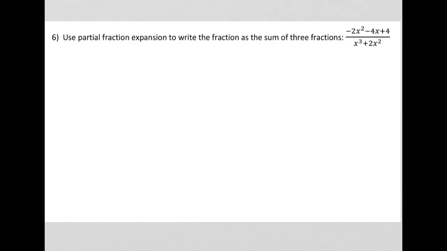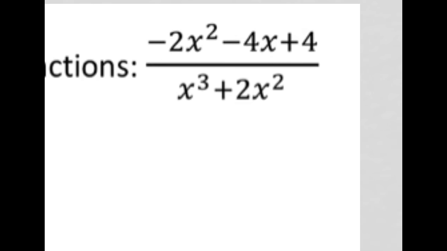Alright, problem number 6. We want to do a partial fraction expansion to write this fraction as the sum of 3 fractions. So first step in that is factoring. We want to factor the denominator so we can know the denominator of the 3 fractions we're splitting it up to. So what can I factor out in that denominator?